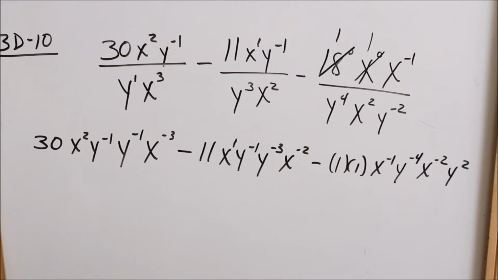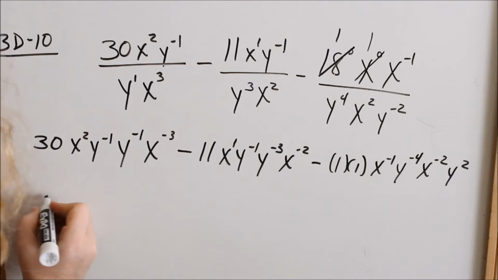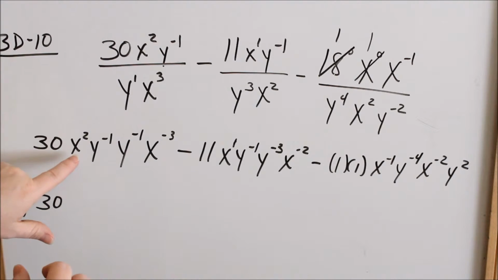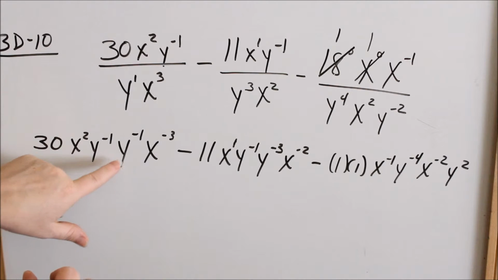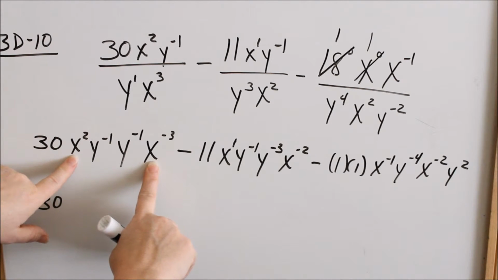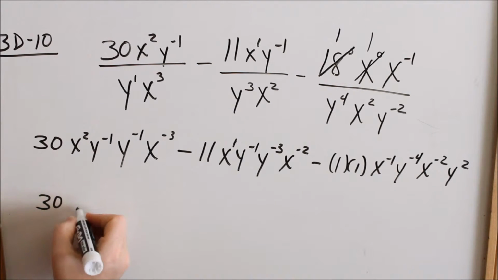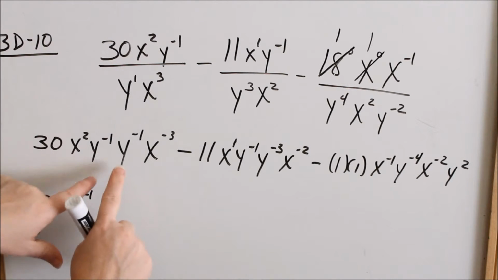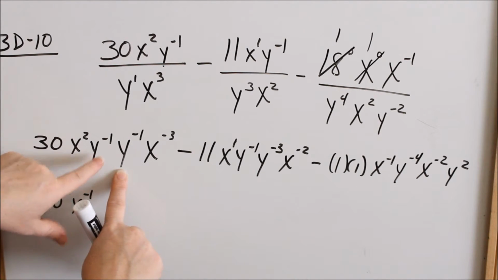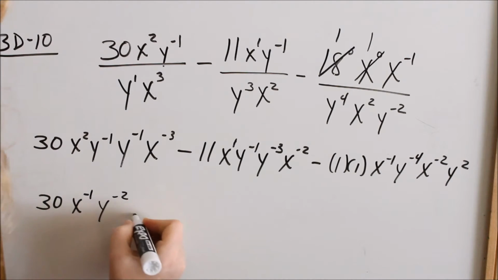Now within each term, we're going to combine x's and y's, okay? Everything is multiplied. There's nothing to multiply 30 to, so we still keep our 30. We have x squared times this, times this, times this. Everything is multiplied, so our bases that are multiplied, we add our exponents. So now we have x squared and x to the negative 3. Adding those exponents, we get x to the negative 1. Taking our y's, adding those exponents. Negative 1, negative another 1. So negative 2.